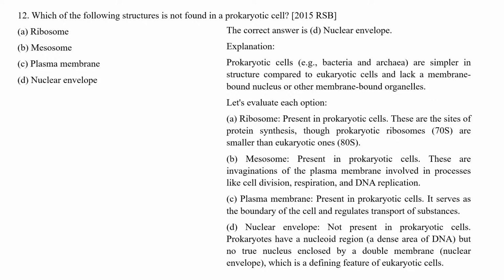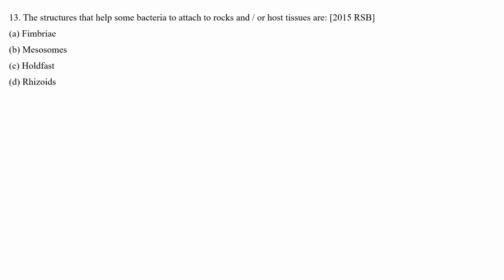And the plasma membrane is present in prokaryotes, where it serves as the boundary of the cell and regulates transport of substances. It is present in both prokaryotes and eukaryotes. And the nuclear envelope, as I have said earlier, is not present in the prokaryotic cell. Now the next question.